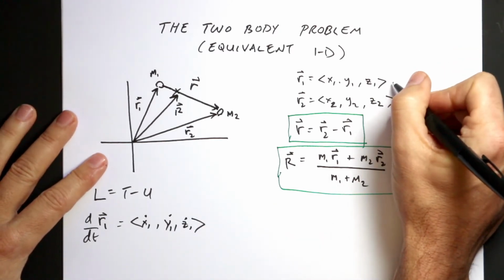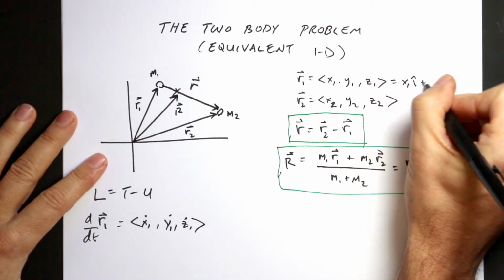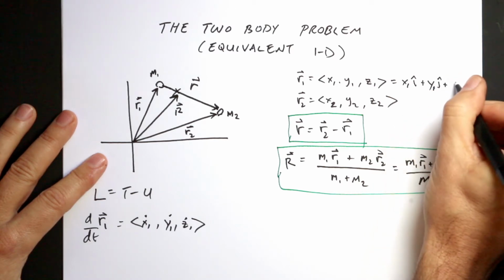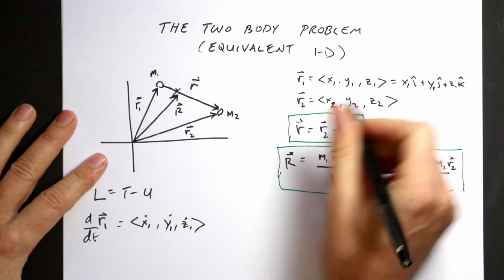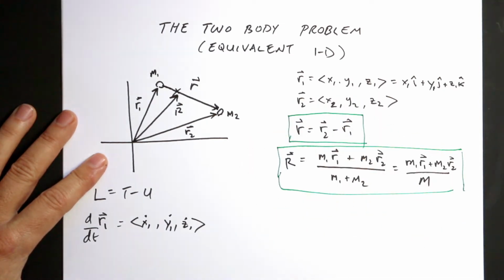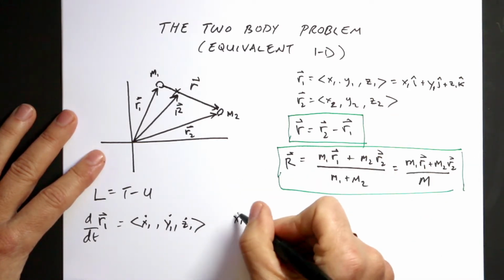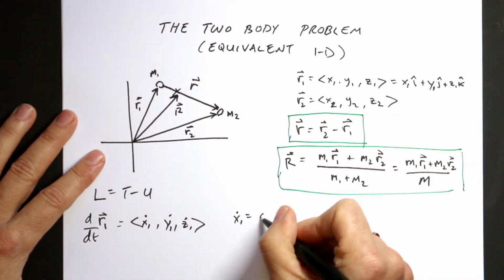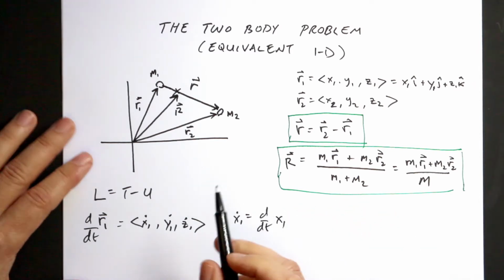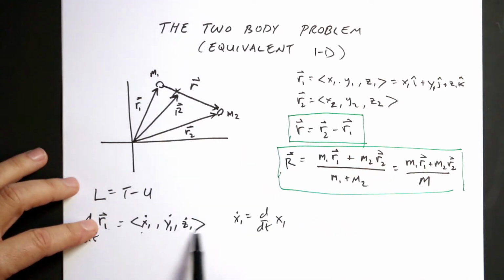Right, so now I'm using this notation here. You may not have seen this from my vector notation. This is the same thing as x1 i hat plus y1 j hat plus z1 k hat. This is just the ordered pair in angle brackets from Matter and Interactions. I just like it better that way. And then the other notation I'm using here is that x1 dot equals the derivative with respect to time of x1. So it's this dot notation.